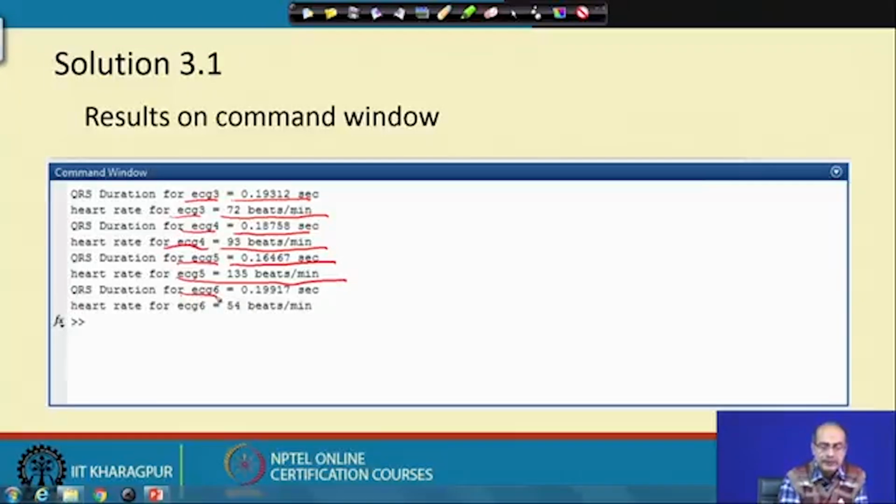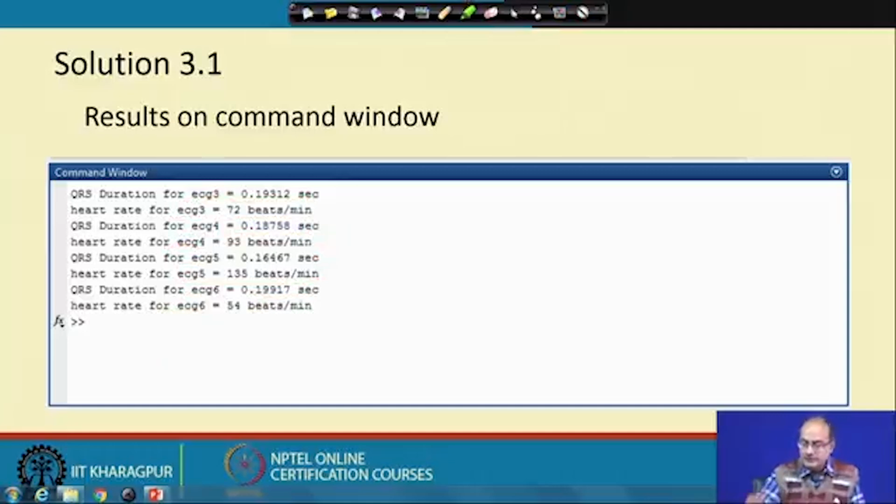For ECG 6, the duration is the highest among these ECG signals, about 0.2 second, and the corresponding heart rate is much lower, very low, 54 beats per minute. That means it is certainly bradycardia, unless this person is a sportsman. Okay. So now let us see the output in each of these cases.